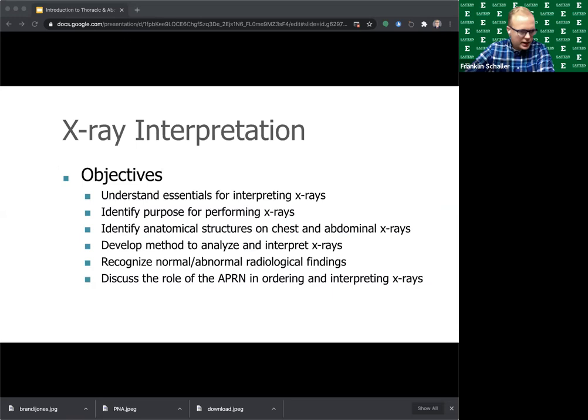So jumping into the objectives for our lecture today. We are going to talk about understanding the essentials for interpreting X-rays. We will identify purposes for performing X-rays, identify anatomical structures on chest and abdominal X-rays and other X-rays, develop a systematic method to analyze and interpret X-rays, especially chest X-rays, recognize abnormal and normal radiological findings, and then discuss the role of the advanced practice registered nurse in ordering and interpreting chest X-rays.